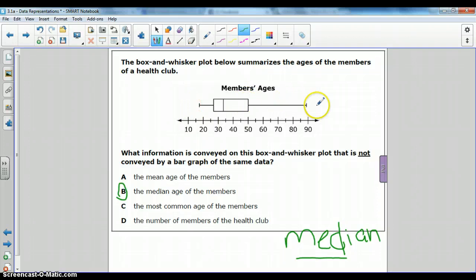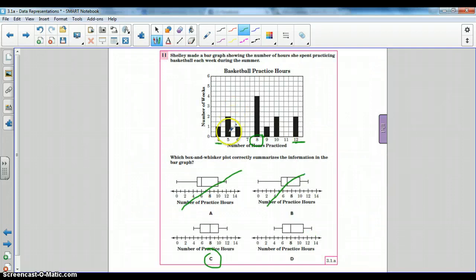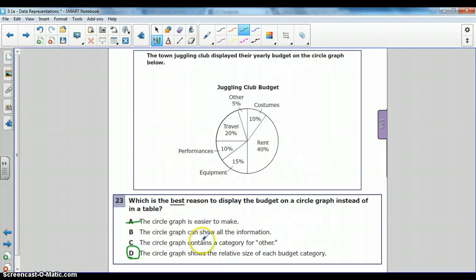Okay, so the oldest person at the health club is 90. The youngest person is like 16. And the median, the person in the middle, if we take all the members' ages from least to greatest, is about 34. Okay, so it's just about median, middle. Median here was 8, so we need that. And this is number of hours practiced, the highest was 12, the lowest was 4. Okay, that's why this was the answer.